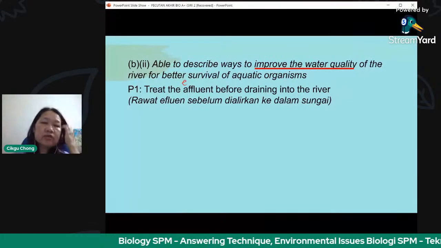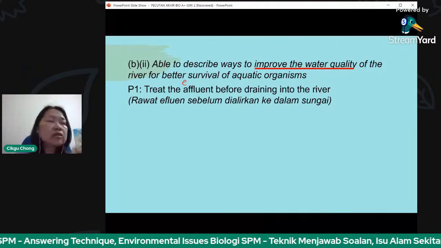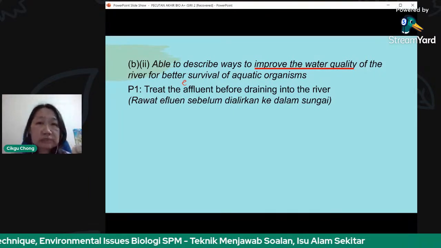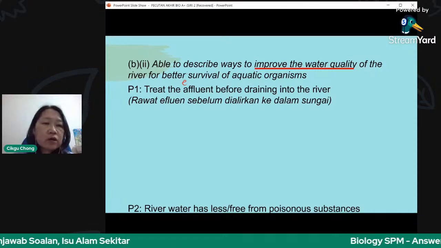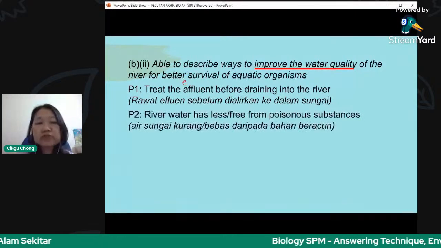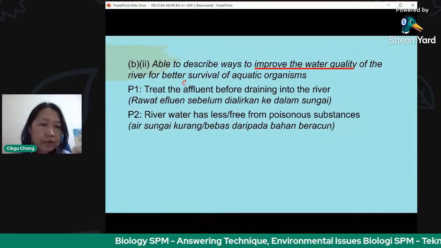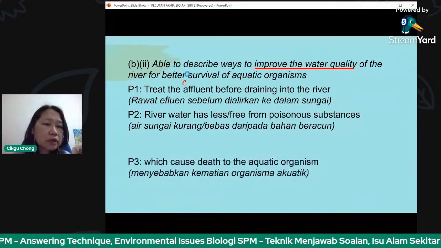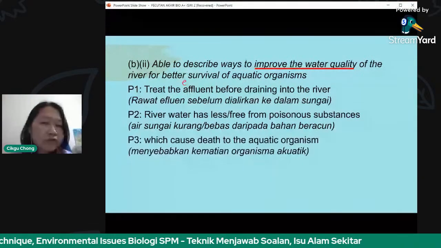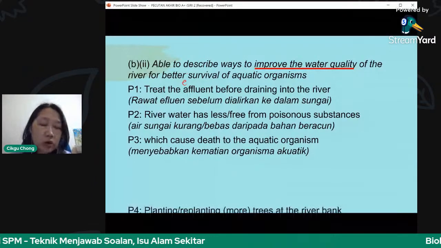Before draining into the river, before you throw into the river, you make sure you treat it first. Use chemical, refilter it, or you remove certain poisonous substance there. Okay. So that the river will be free from poisonous substances. So number 2 is actually related to number 1. Number 1, you do this so that number 2 can happen. Okay. And then when the river is not free from poisonous substances, you will cause death to the aquatic organisms. Okay, next one.